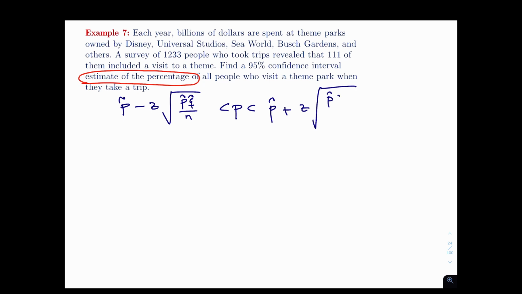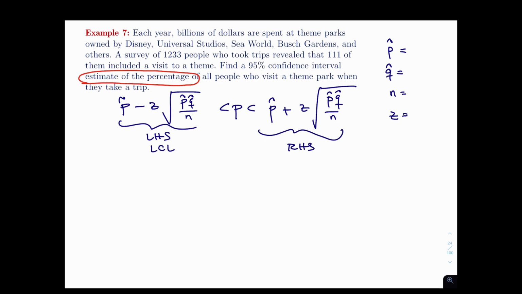So now in order to do this, you realize I need to know what P hat is, I need to know what Q hat is, I need to know what N is, and I need to know what Z is. So I need to know those four values so I can then plug them in and find the left hand side, or the lower confidence limit, and find the right hand side, also known as the upper confidence limit.